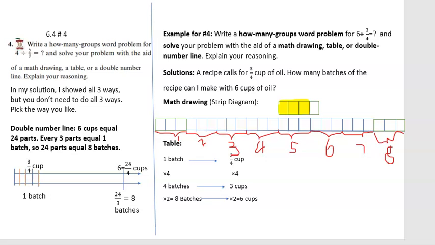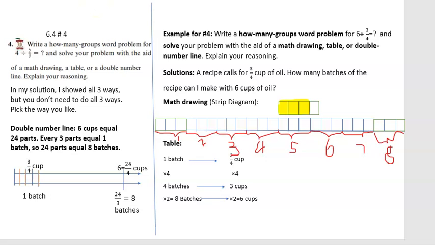Section 6.4, homework problem number 4. Write a how many groups word problem and solve the problem with the aid of either a math drawing, or a table, or a double number line. And so this is the example I did in class.